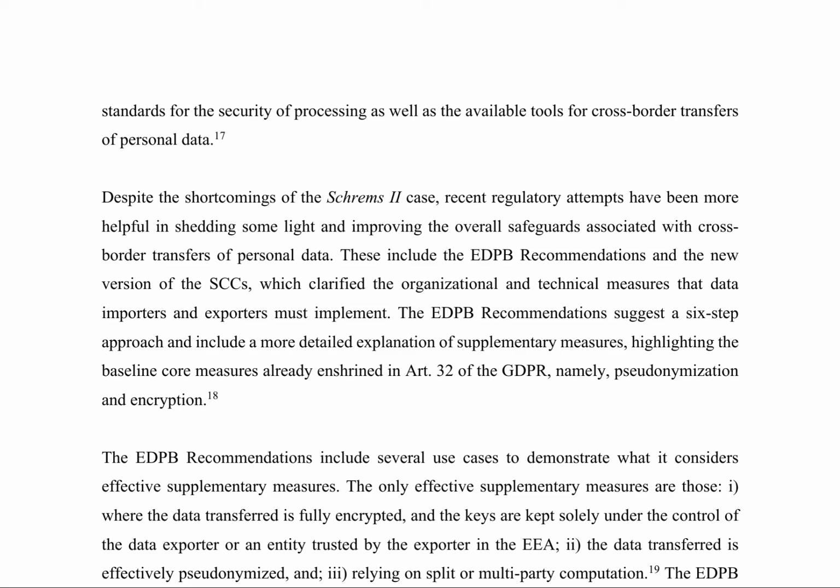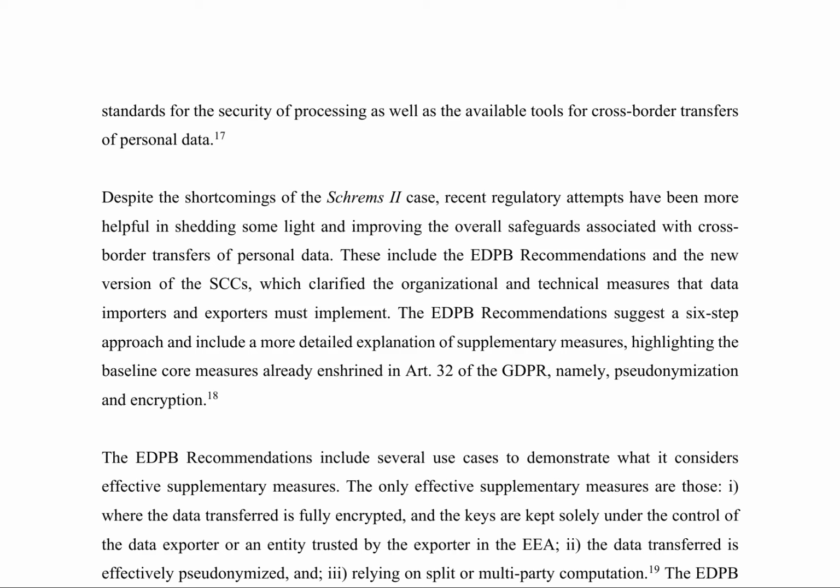The European Data Protection Board (EDPB) recommendations and the new standard contractual clauses (SCCs) address the shortcomings of the Schrems II case, introducing significant improvements in safeguards for cross-border transfers of personal data. The EDPB proposes a six-step approach, emphasizing supplementary measures to ensure effective protection of personal data. Baseline core measures, as outlined in Article 32 of the General Data Protection Regulation (GDPR), include pseudonymization and encryption. However, these measures are insufficient on their own, and supplementary measures are necessary to ensure adequate protection.